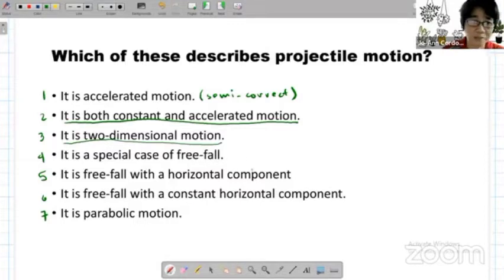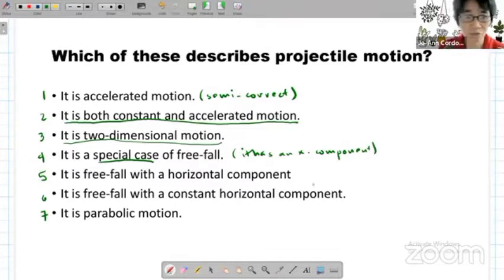Number 4, it is a special case of free fall. Is number 4 correct? Okay, so Ma'am Sherilyn says yes. Actually, yes, it is a special case of free fall. It's a special case because it has an x component. So the x component of its motion actually makes it a special case of free fall.